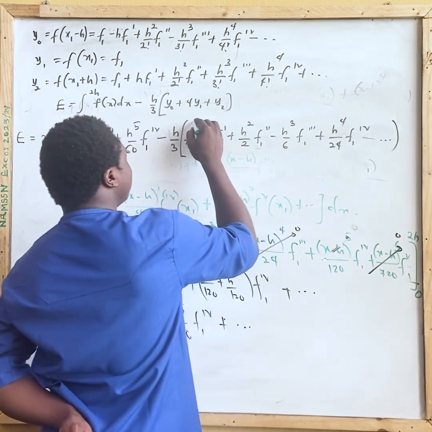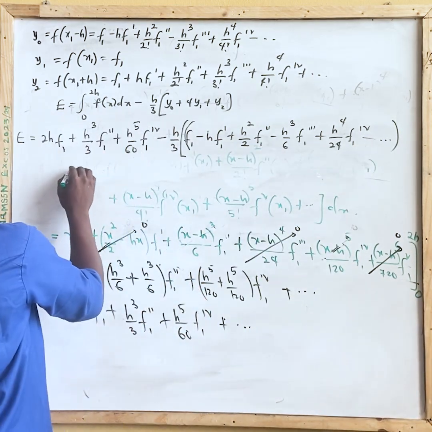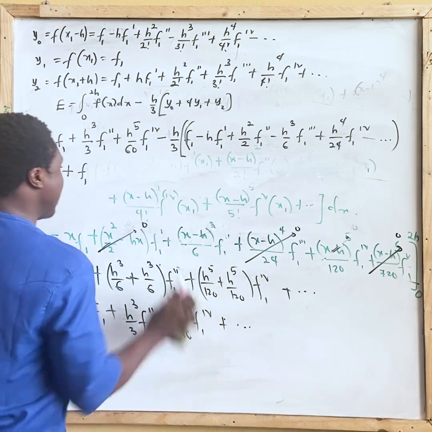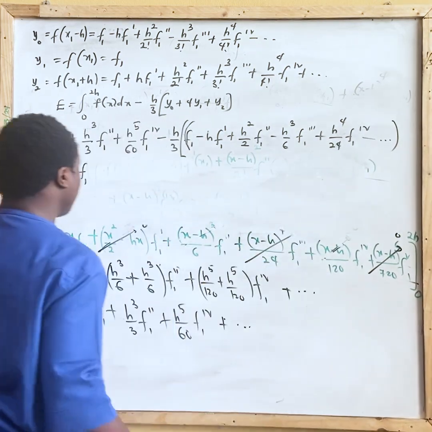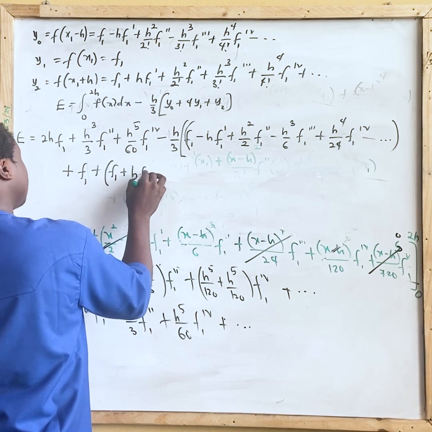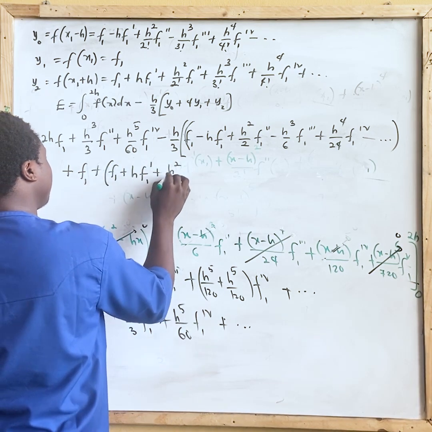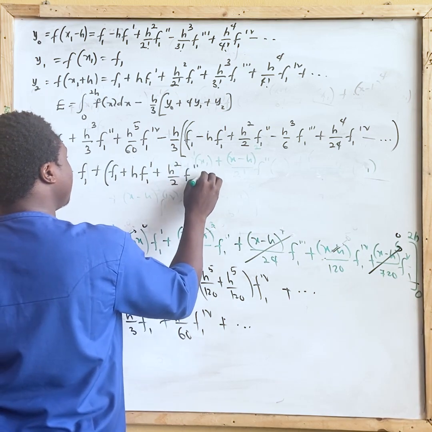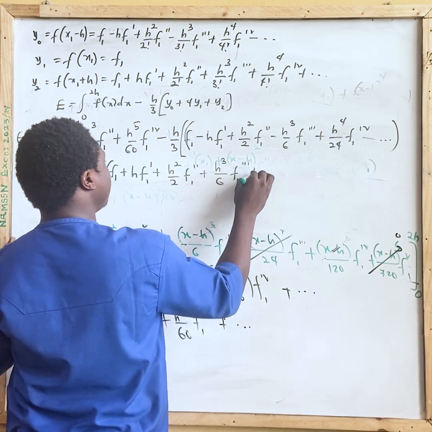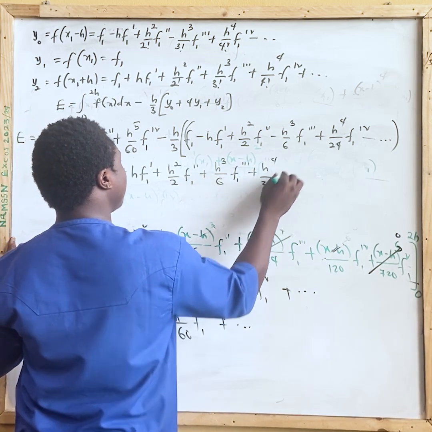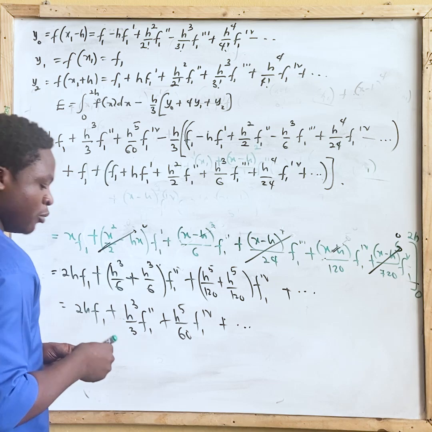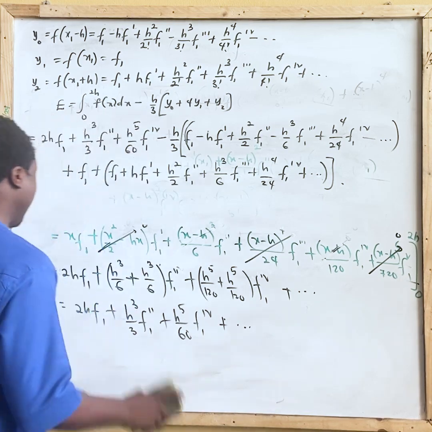So let me close this bracket for my y0, plus y1 is f1. Fine. Then I have my y2. Our y2, which will be plus, open a bracket, f1 plus h f1 prime plus h square over 2 f1 prime prime plus h cube over 6 f1 prime prime prime plus h4 over 24 f1 IV, and so on and so on. So if we'll be simplifying our error that we've gotten here, let's simplify together.